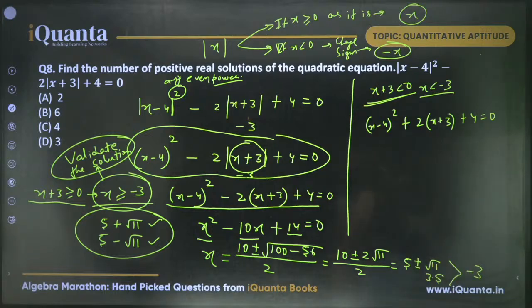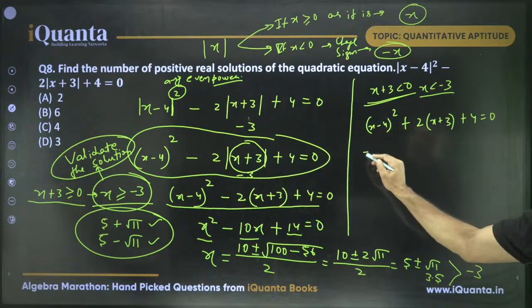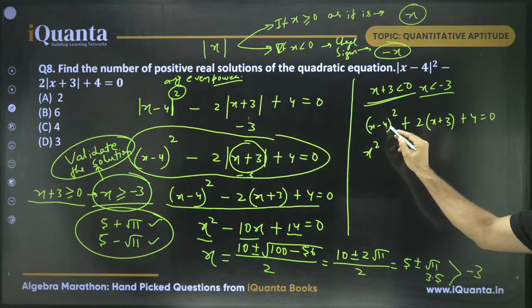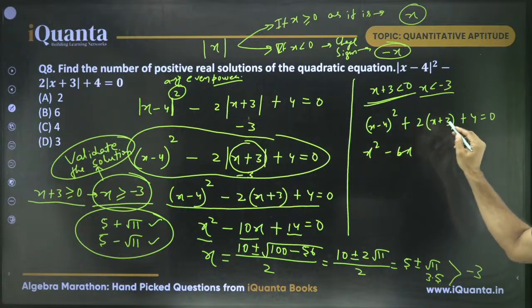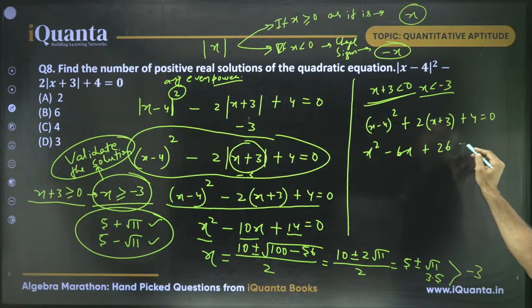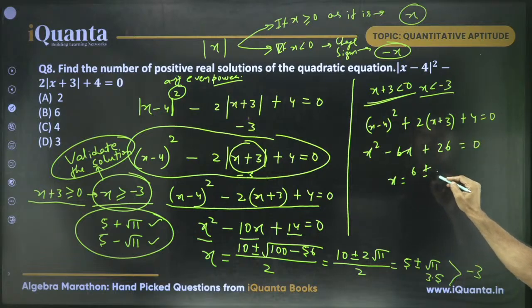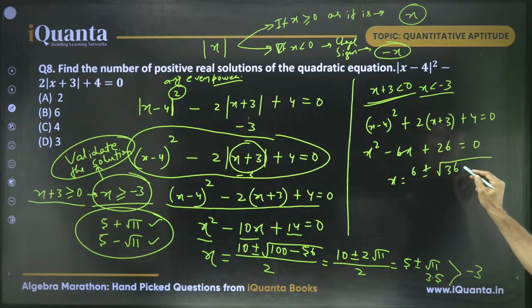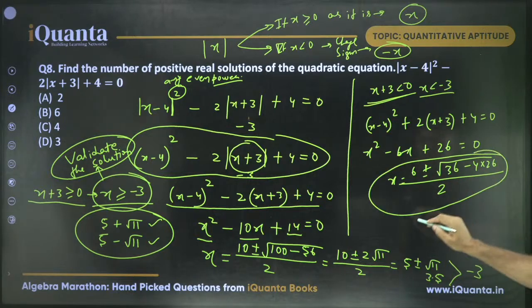And the answer has come, but we don't need to take the condition because whatever solution I get has to satisfy it. Look here, this will become x square - 8x + 2, so -6x, 16 + 6, 22 + 4, 26, that is equal to 0. And from here you get 6 ± root of b square, that is 36, minus 4ac, 4 into 26, divided by 2. Now this does not give us a real solution.